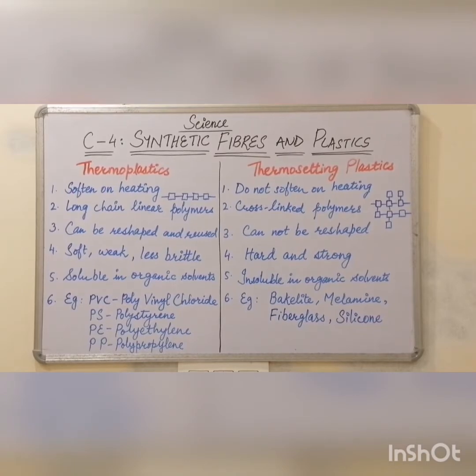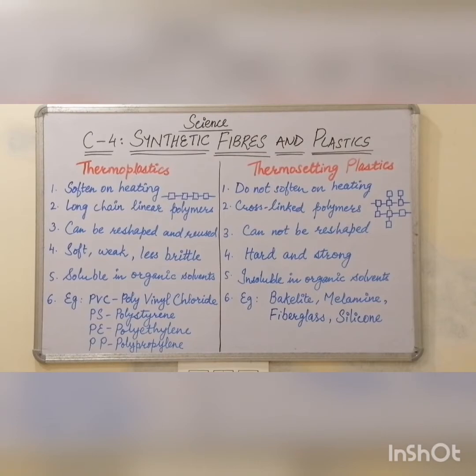The examples of thermoplastics are PVC, which is known as polyvinyl chloride. You must have heard about PVC. Then polystyrene, PS. Then PE, polyethylene. Then PP is polypropylene. All these are examples of your thermoplastics, out of which PVC is more commonly used.